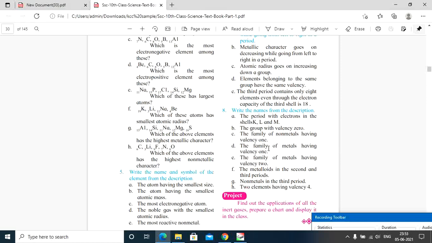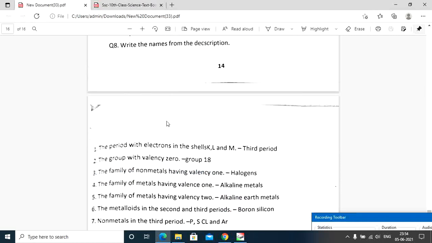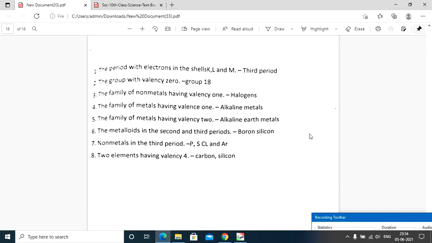The family of non-metals having valency 1 is chlorine. Family of metals having valency 1 is alkali metals. Okay. Next, what they have asked is family of metals having valency 2, which is alkaline earth metals. Metalloids in the second and third period. So you know boron, arsenic and all. Okay, here you can see boron, silicon and all. Boron is of the second period, silicon of the third.